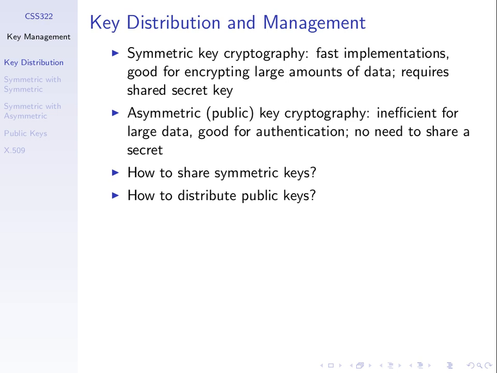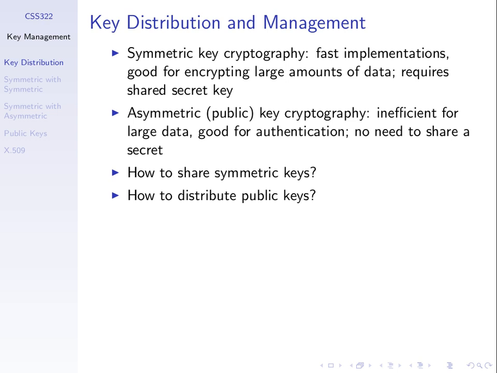As a result, symmetric key cryptography is usually used when we want to encrypt large amounts of data. I want to send a file to you. Normally you would use symmetric key cryptography, not use RSA, because public key cryptography is too slow if we want a large amount of data to be encrypted.